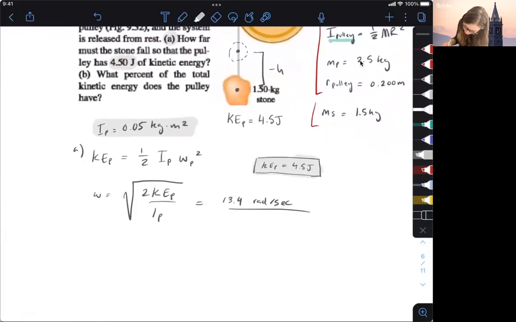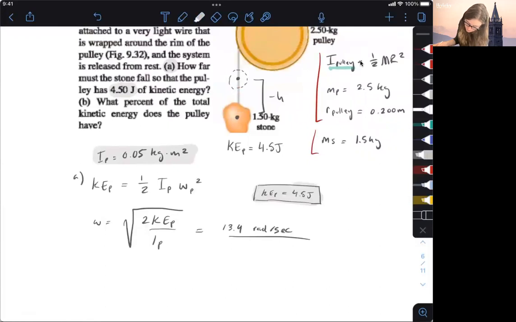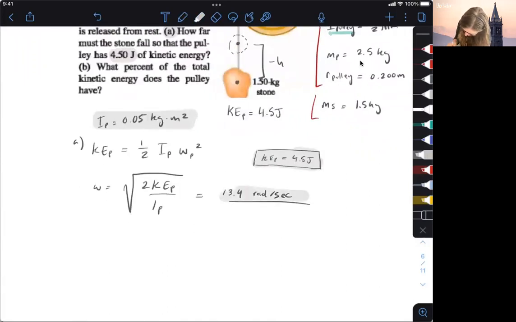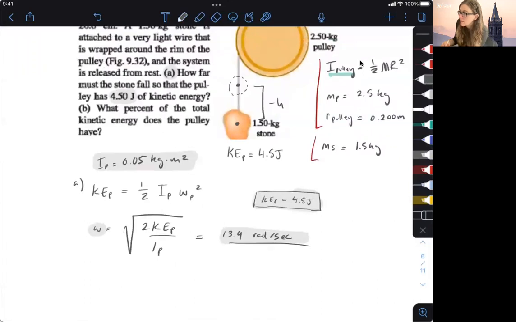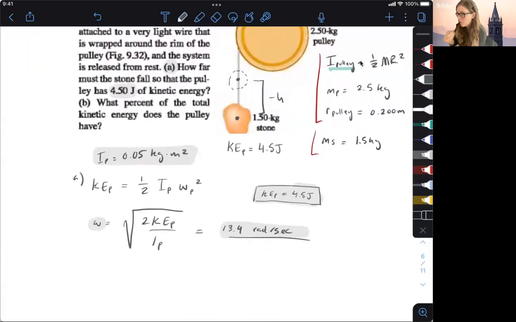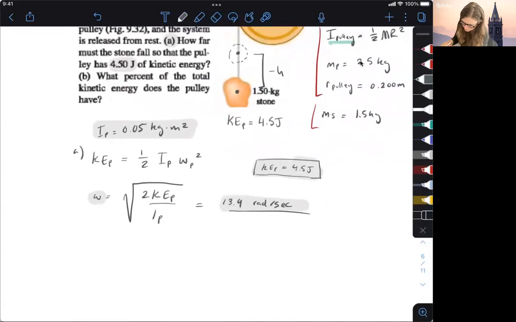To figure out how far the stone must fall, we're basically reverse solving this problem. We're going to set our kinetic energy, and then we're just going to solve for height. So we're going to get our intermediate steps. We have this ω here, so this would be our ω_F, I believe. Now we're going to model our system.